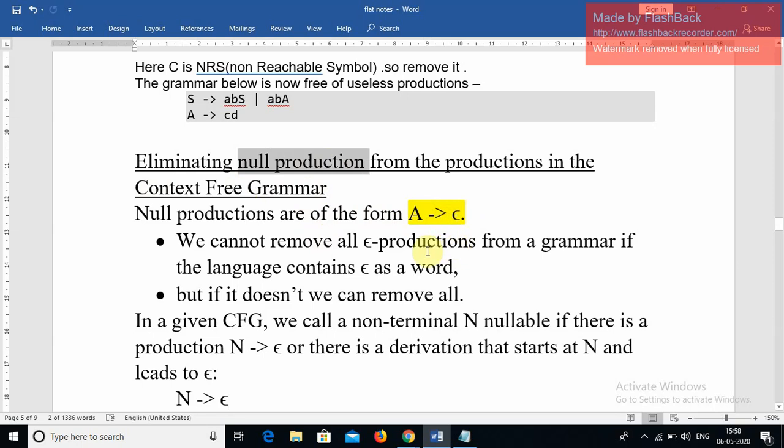We have to identify the null productions in the grammar and remove them, but there is a condition. If the language itself produces epsilon as one of its strings, we cannot remove those null productions. If the language does not produce any null string, then we are able to remove them.